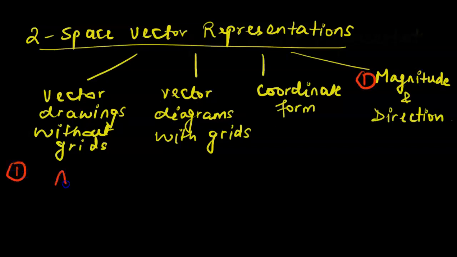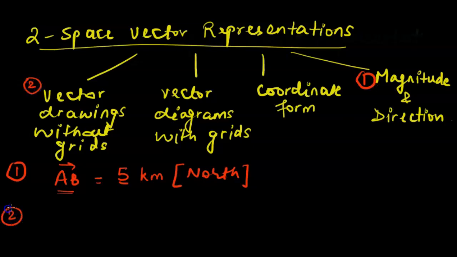So the first is, if I want to write down vector AB in the form of a magnitude, I'm just going to write down 5 kilometers, or whatever the unit is. And then I mention the direction. So let's say I mention the direction to be north. This is my vector representation with a magnitude and direction. I can use this magnitude and direction to draw my second form, that is vector drawings without grids. So all I have to do is just start at my A and my arrowhead is at B. So this represents 5 kilometers vector AB in north direction. So the first and the second type are done.